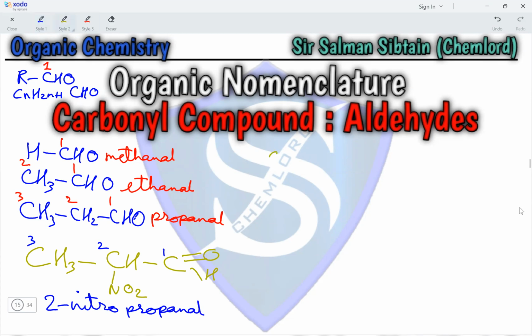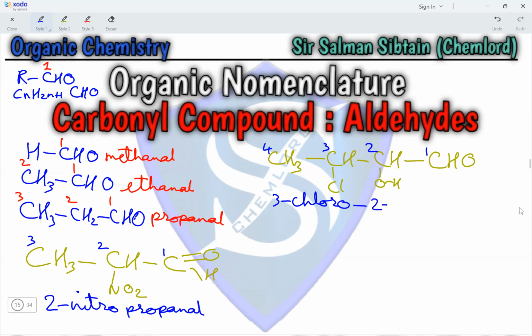Taking another example, we have a CH3 group. We've got two CH in between, so two substitutions, and then CHO, the substituent groups being OH and Cl. So the numbering is fixed 1, 2, 3, 4. We are going to use the numbers to give the position of the substituent group along with alphabetical preference. So we've got a hydroxy and a chloro group. So the preference would be given to the chloro over the hydroxy. So the name would become 3-chloro-2-hydroxybutanal.